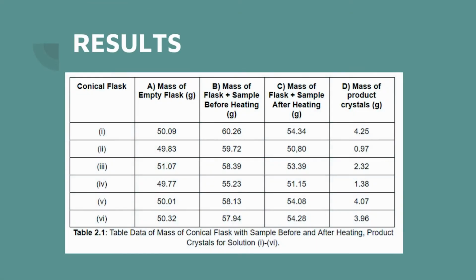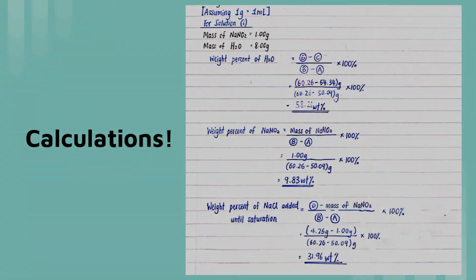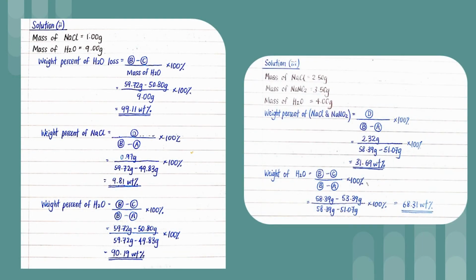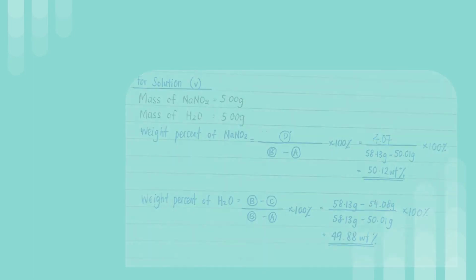Moving on, we're going to explain the results. From the experiment, we get a table of data of the mass of conical flask with sample before and after heating, and the mass of product crystals for solution 1 to 6. And from the table, we can do calculations. Here are the calculations for solution 1, solution 2, solution 3, solution 4, solution 5, and solution 6.